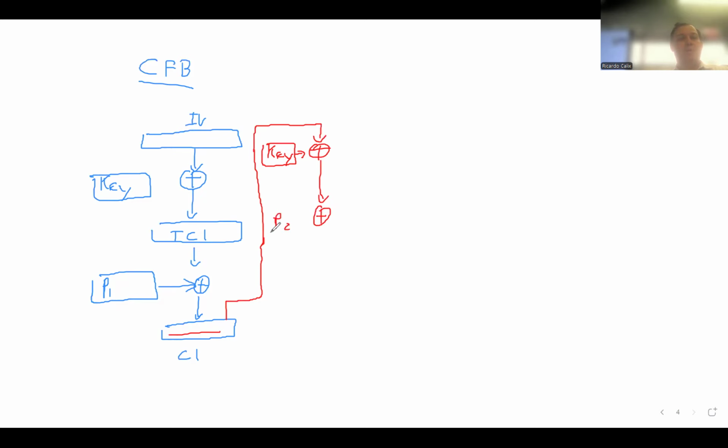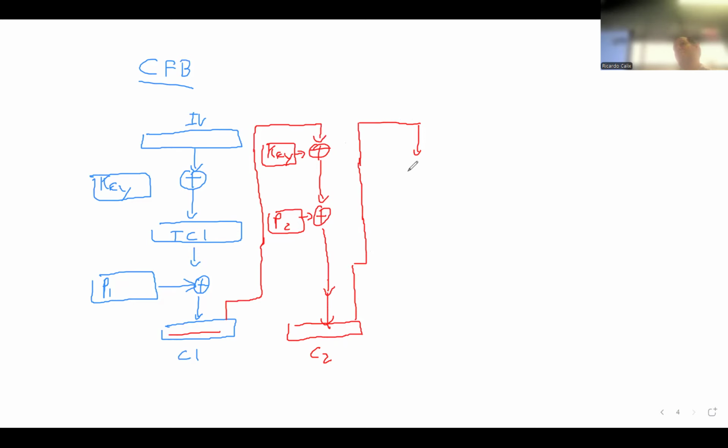This would be P2. So P2 comes in here, and now that produces C2, right? C2. And then this one, let me complete it here, becomes the input to this whole process for the next iteration. So just keep this in mind.